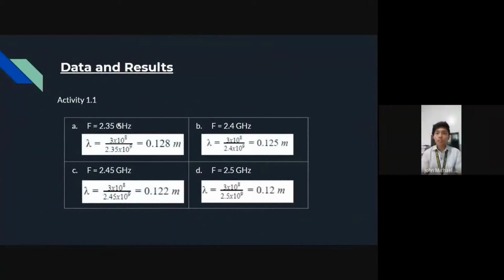For the data and results, we did some manual computations after simulating the designed microstrip patch antenna to verify the values of different parameters that we got from the MATLAB. So, the wavelength was computed in the activity 1.1. The formula that we have used is C over F, speed of light over frequency, where C equals 3 times 10 raised to 8 meters per second.